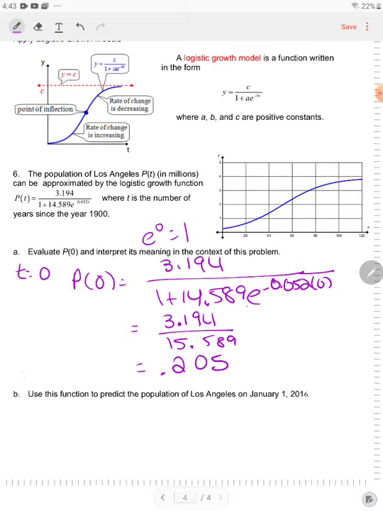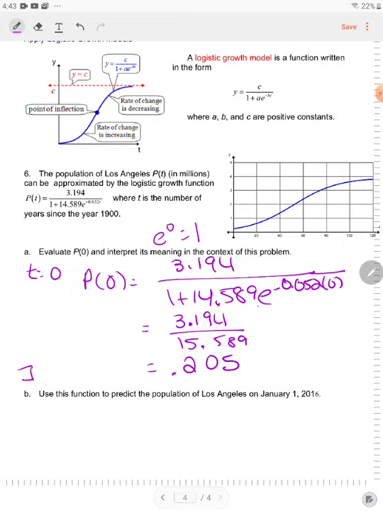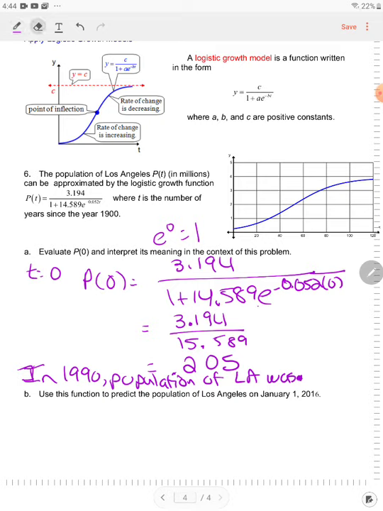Now you have to go back and read. This is in millions. So the year is 1990. So in 1990, how do you interpret it? In 1990, the population of LA was 0.205 million. Okay, a little over 200,000.